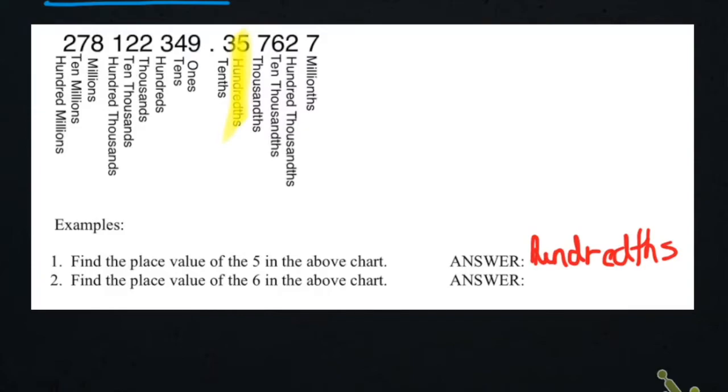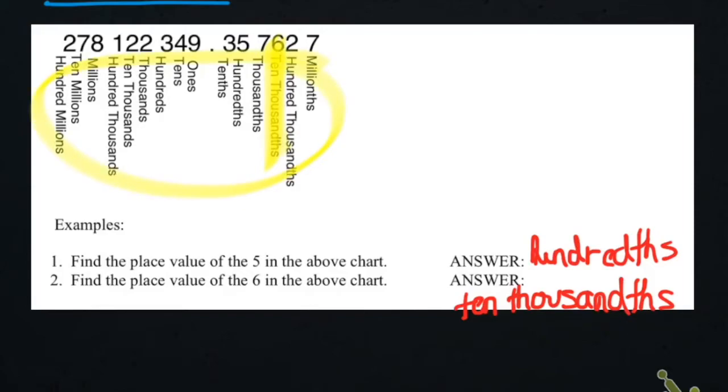And what about the 6? Well, if I look here, there's only one 6, and the 6 is here. And it already tells it to us, but we're going to write it out anyway. It's in the 10 thousandths place. Okay, so anytime you're asked to find the place of a number or the place of a digit, a numeral, we're looking for one of these words.